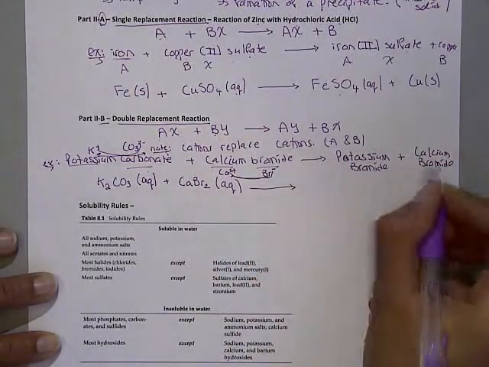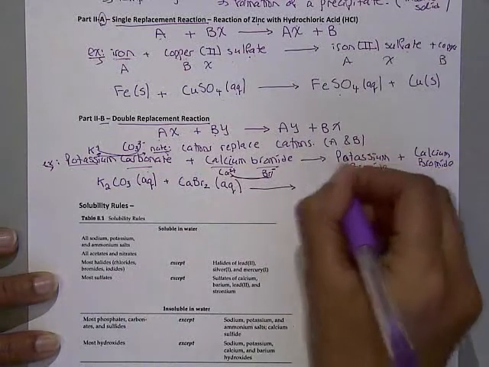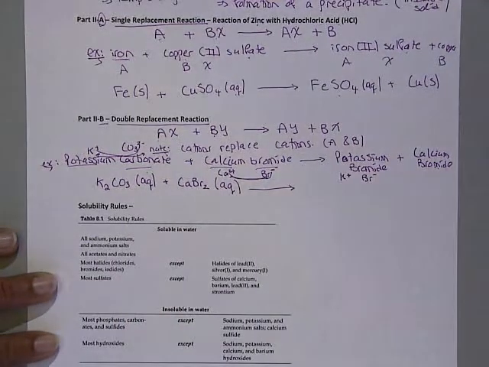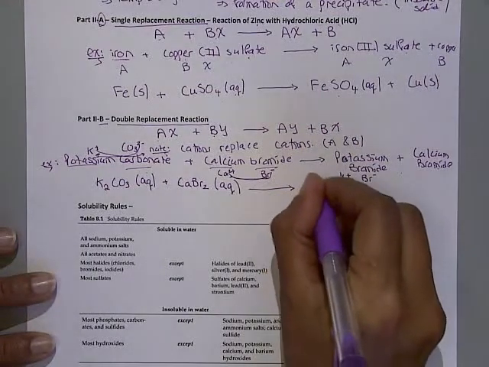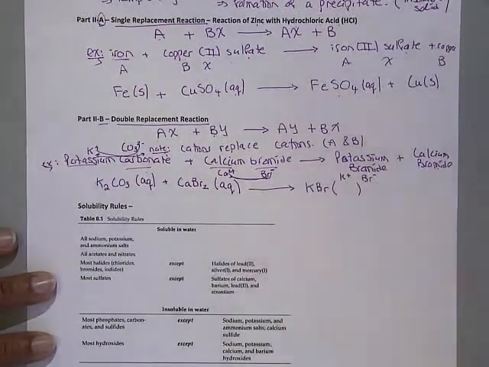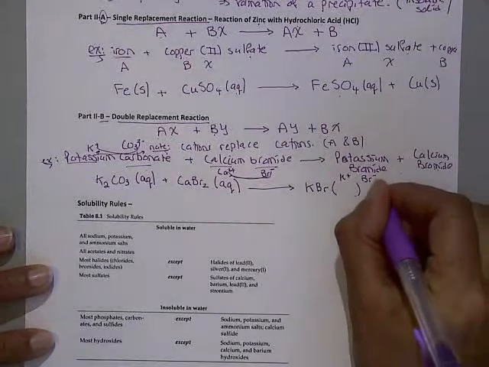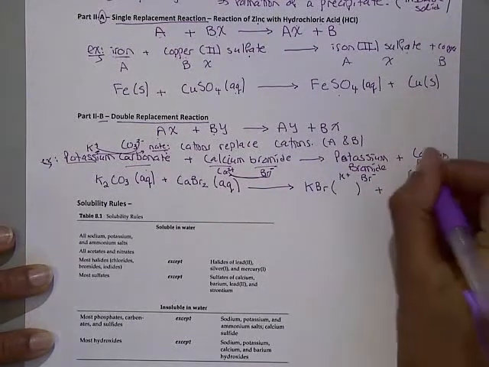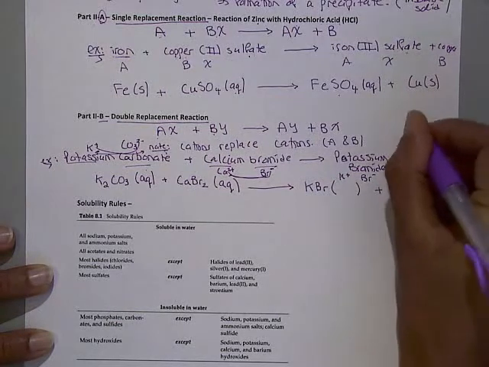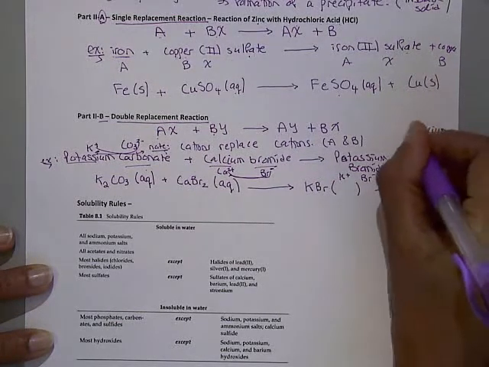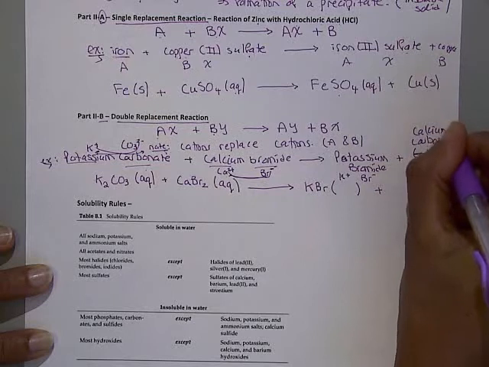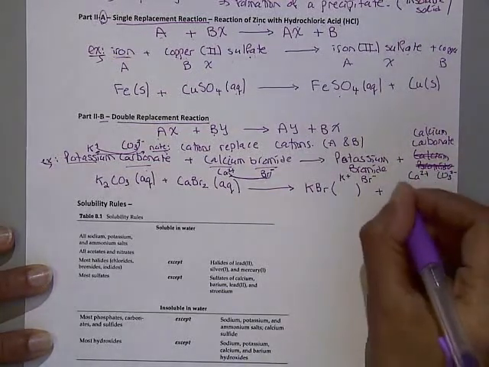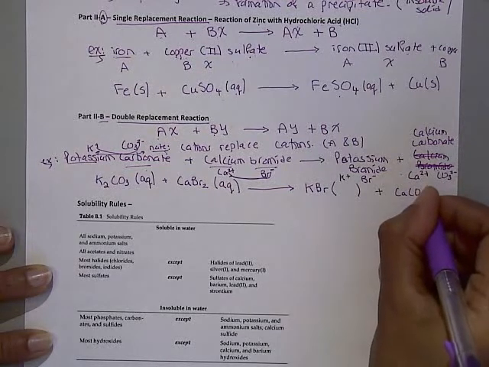Now I write out my products here. Potassium bromide, so I have K plus and Br minus, and do these steps slowly so that your chemical formulas are correct. I get KBr, I'm not sure what phase it's in, plus calcium carbonate. Oops, this is actually supposed to say calcium carbonate. So calcium is 2 plus, carbonate is 2 minus, so I get CaCO3.